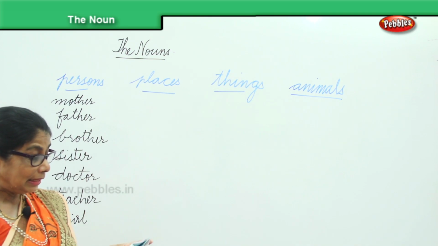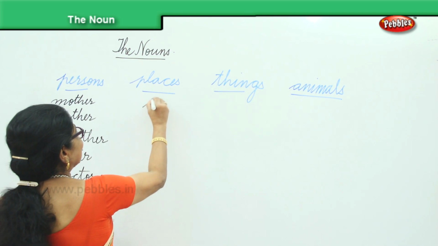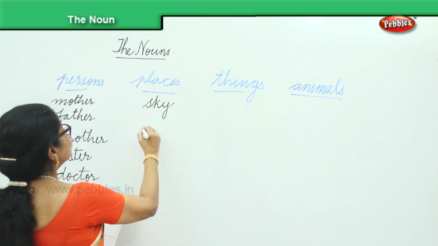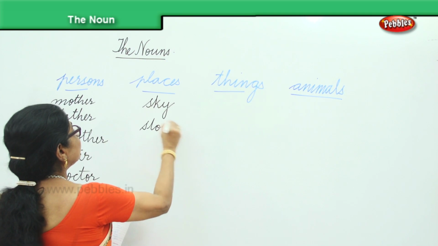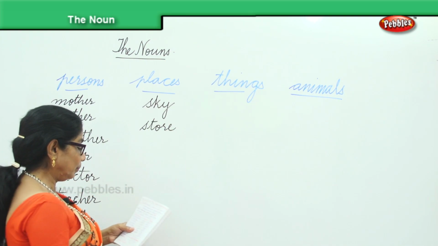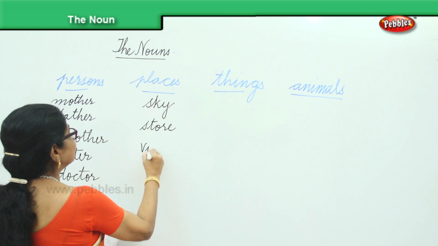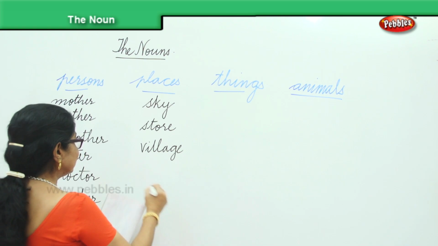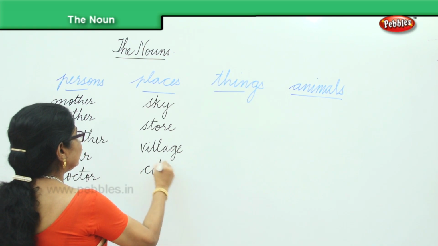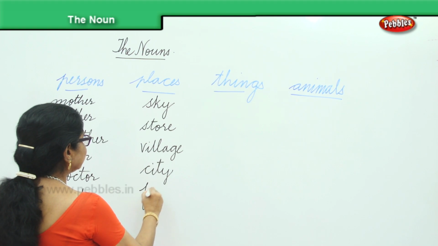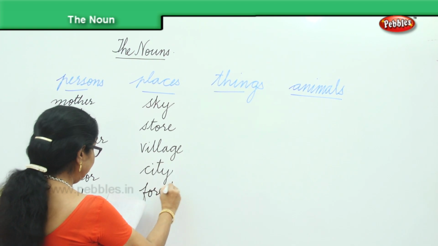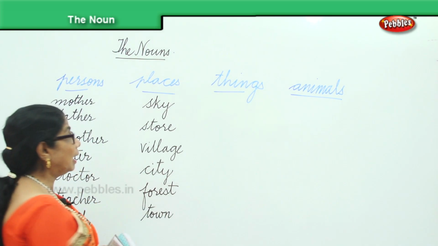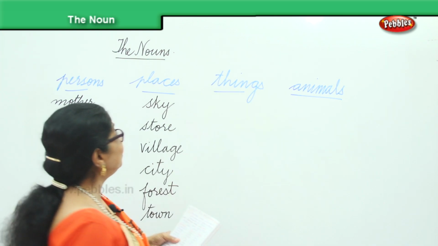Now let's look at places. When you say any place, sky, sky is a place. Store, we are going to the stores to buy things. Then you can say village is a place. City is a place. Forest, town. All these are places.